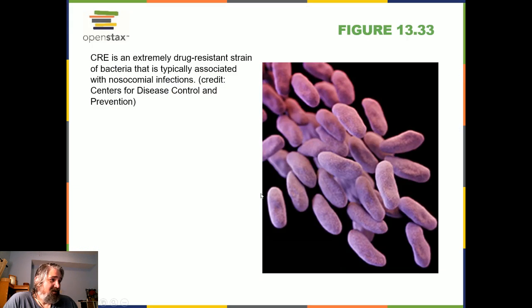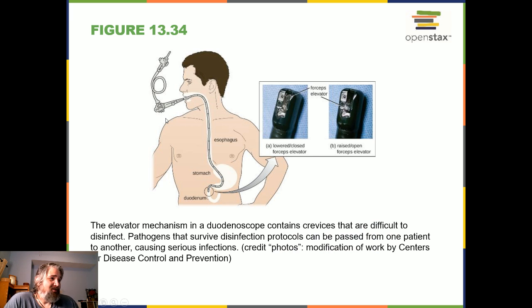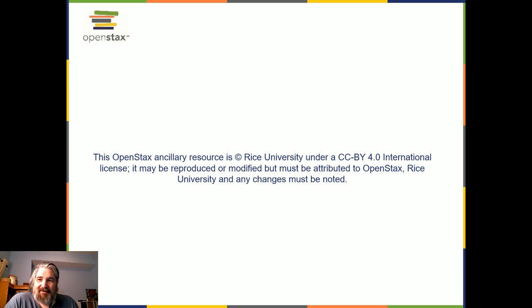All right, so here's a colorized SEM of the CRE. Again, the drug-resistant strain is typically associated with hospital-acquired infections, nosocomial infections. And that's your duodenoscope. The elevator mechanism, right here, has crevices that are difficult to disinfect. So pathogens that survive disinfection protocols can be passed from one patient to another, causing serious infection. That brings us to the end of Chapter 13.